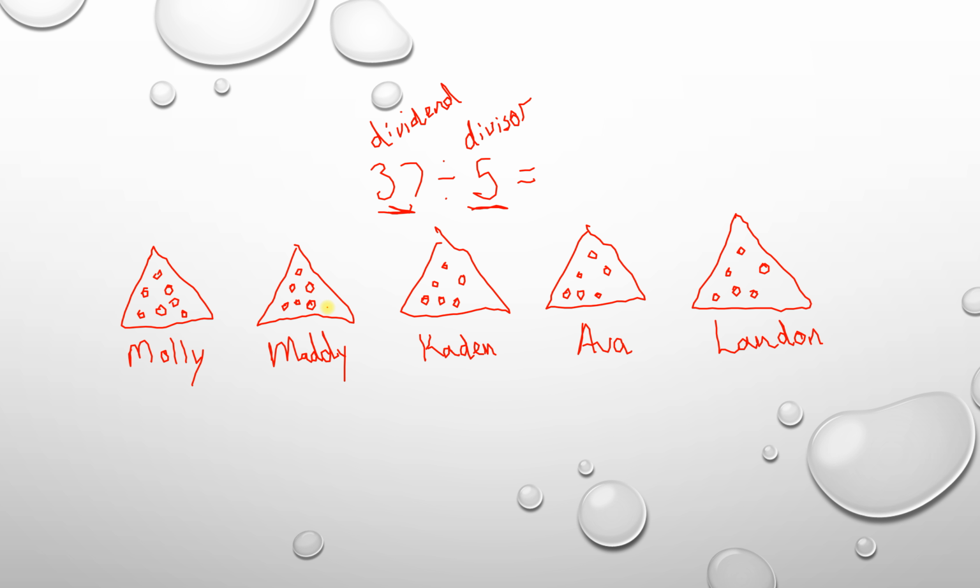31, 32, 33, 34, 35. So I've given out 35, but I need to get up to 37, so that would be 36 here, 37 there, but then I couldn't give the rest of the students one.